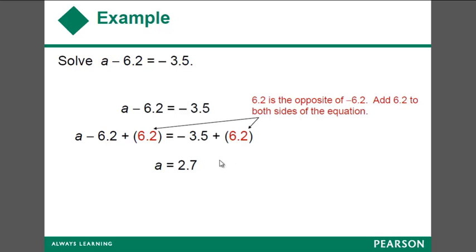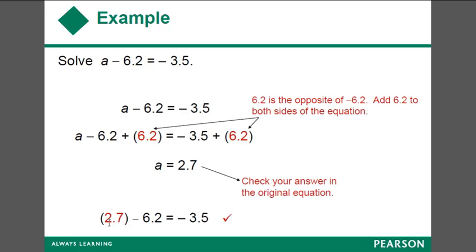Now, in any of these equations, it's very important that you check your answer. You can check your answer by substituting the number that you find back in for your variable of the original equation, as I have done here. I put 2.7 in for A and said 2.7 minus 6.2. And yes, that does equal negative 3.5. So my solution checks out, and A equals 2.7 is my solution.